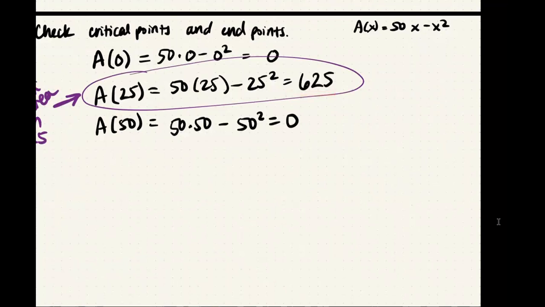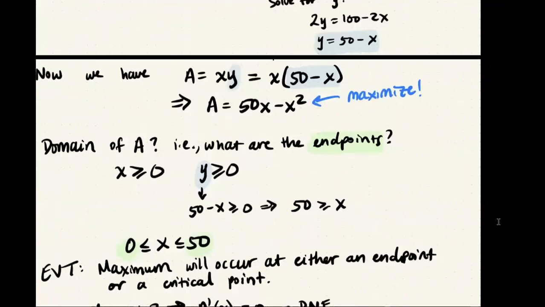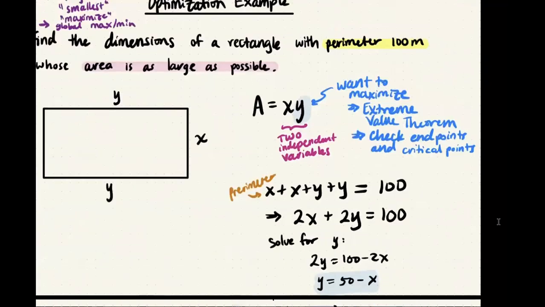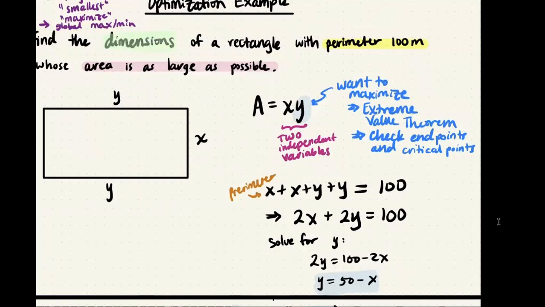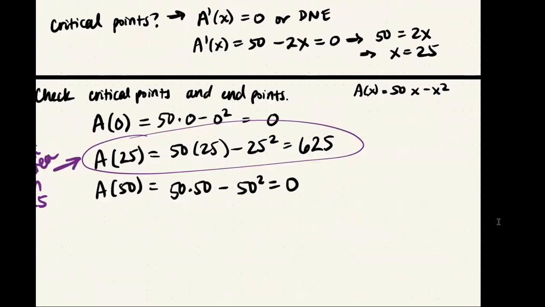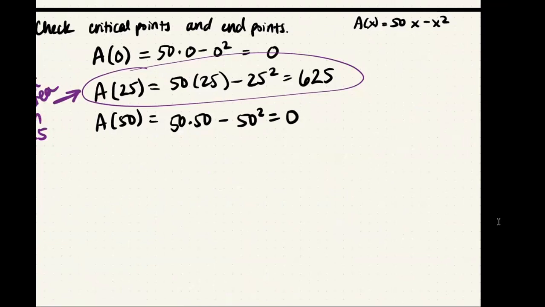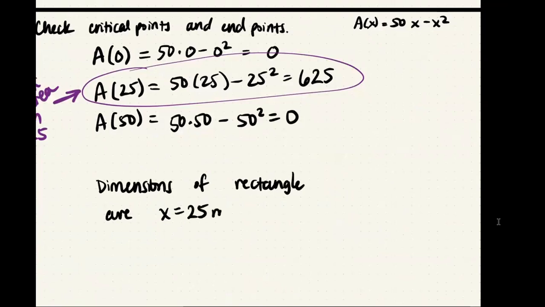The question asked, let's remind ourselves, it's always good to reread the question. We're going to go all the way back up. Find the dimensions of the rectangle. We want the dimensions of the rectangle. That means I want to know what's x and what's y. Okay, we have x. So the dimensions of the rectangle are x equals 25 meters.